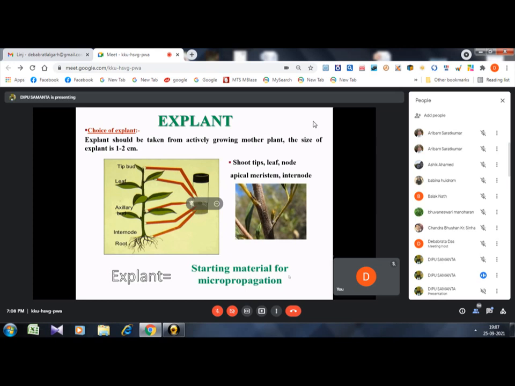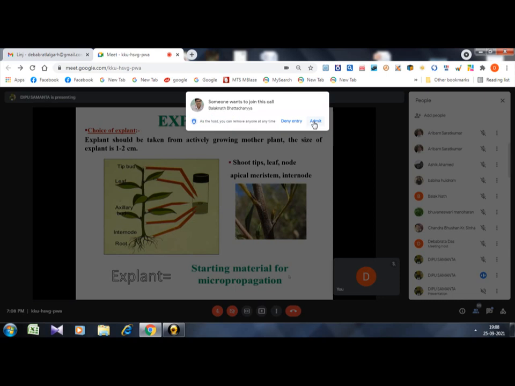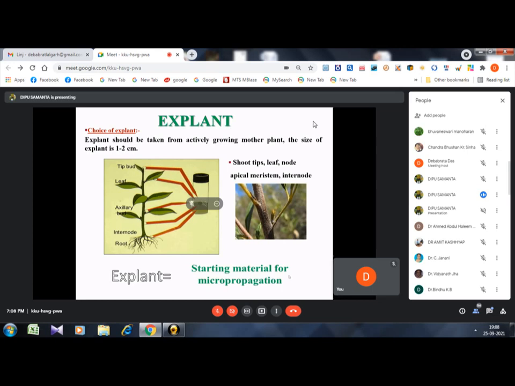There are several explants we can use: shoot tip, apical meristem, axillary meristem, leaf node, internode, protoplast or anther, pollen, etc. But of these, we mostly use shoot tips, internode, leaf, etc. That depends upon your work and the choice of experiment. These are several pictorial representations of our explant.